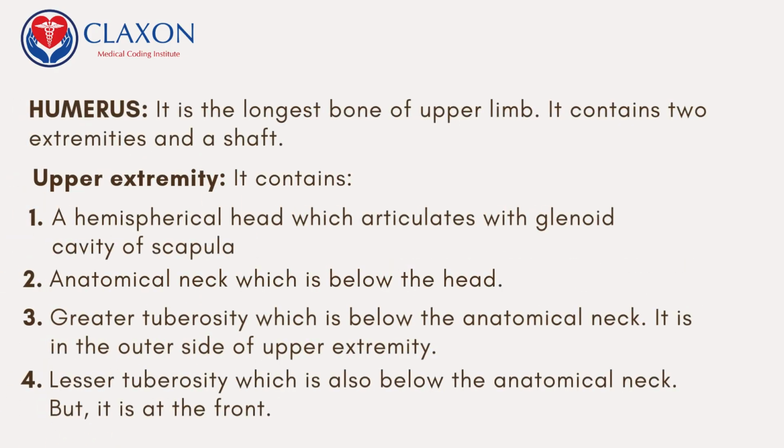Humerus, it is the longest bone of upper limb. It contains 2 extremities and a shaft. Upper extremity, it contains: 1. A hemispherical head which articulates with glenoid cavity of scapula. 2. Anatomical neck which is below the head. 3. Greater tuberosity which is below the anatomical neck. It is on the outer side of upper extremity. 4. Lesser tuberosity which is also below the anatomical neck, but it is at the front.